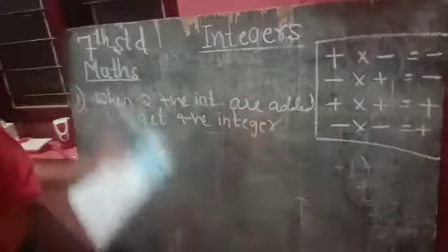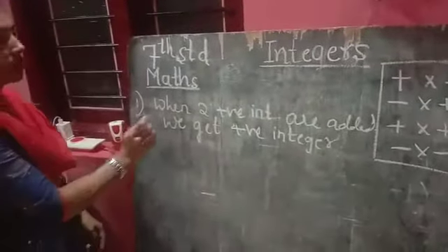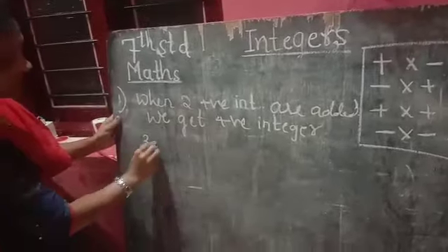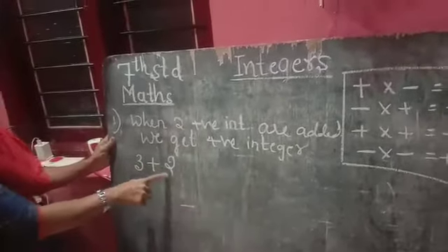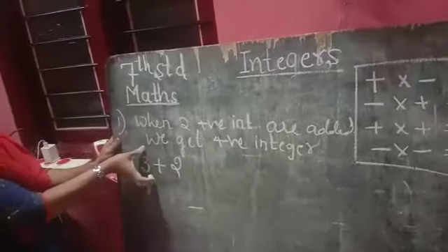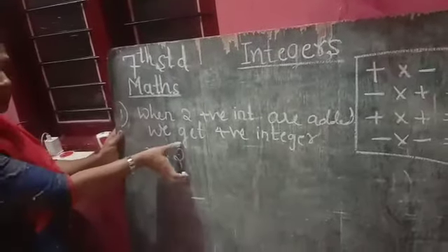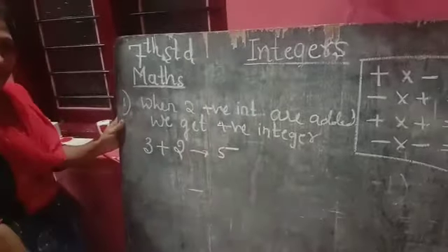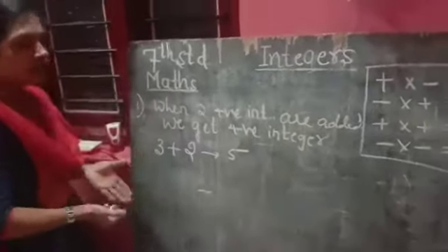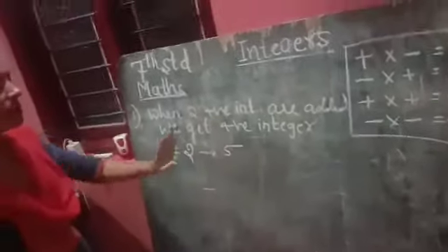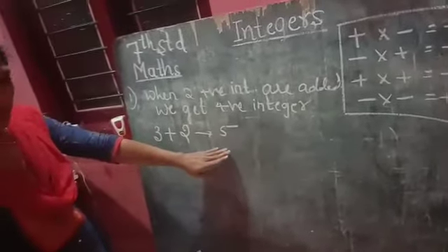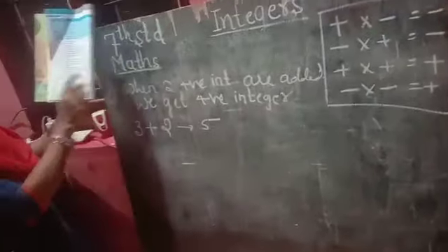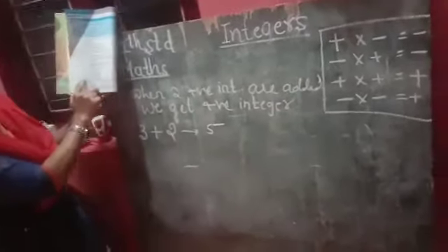Let us take one small example with two positive integers. 3 is a positive integer and 2 is also a positive integer, and we are adding them: plus 3 and plus 2, addition. So the answer is of course 5. You can add any two positive integers, and the answer is ultimately positive only. The answer is in the form of a positive sign only.